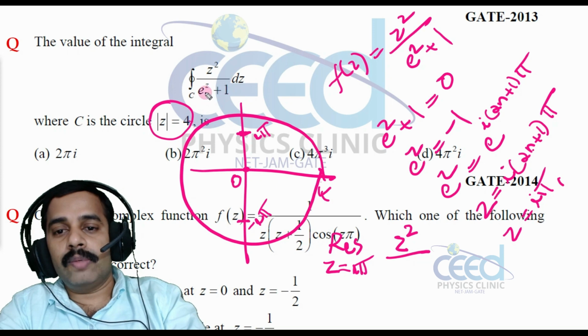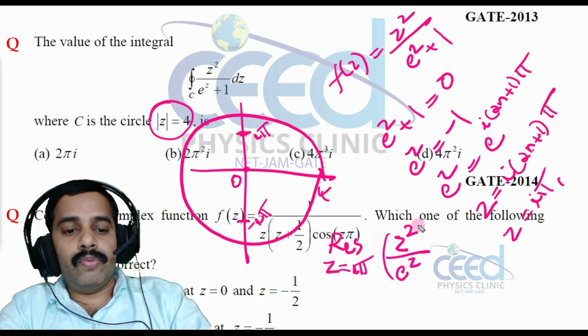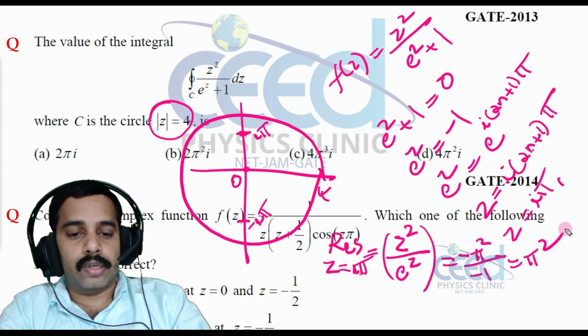So e raised to z plus 1 differentiation is e raised to z, right? Now we can substitute this: z square divided by e raised to z. Now z I can replace with i pi. So (i pi) whole square, i square is minus 1. So pi square divided by e raised to i pi, which is minus 1. So that is equal to pi square, right?